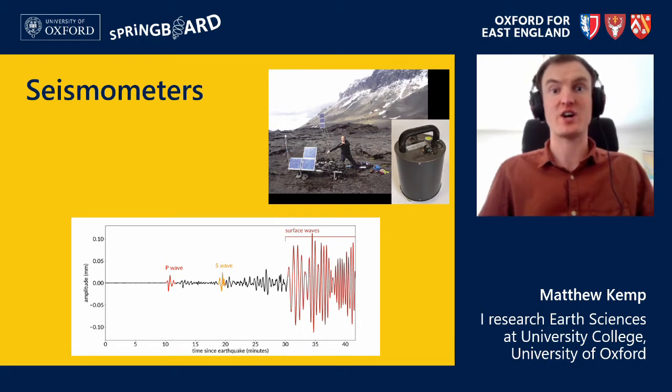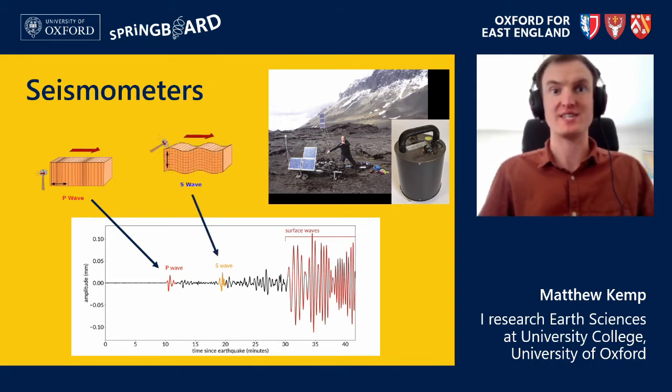As you can see in this diagram, the very first thing to come in, because it's the fastest, is the P wave. And then you have another wiggle a bit later on, which is the S wave. And then later than that, you have those big surface waves.